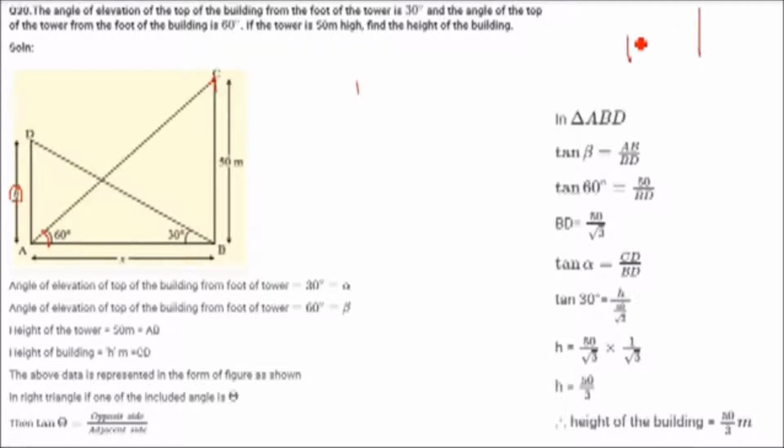Let me tell you again, there are two things. First, we are viewing from here to the top. Then we are viewing here from the top. We are joining this. So this angle is 30, this angle is 60, and this is h. We have assumed it to be h, and this is given as 50. So first we will take this triangle, since we have the values.